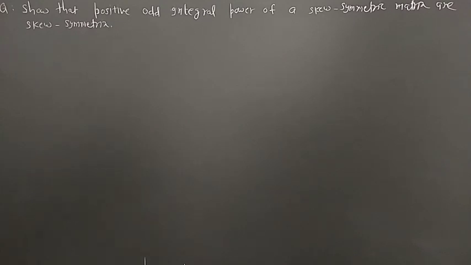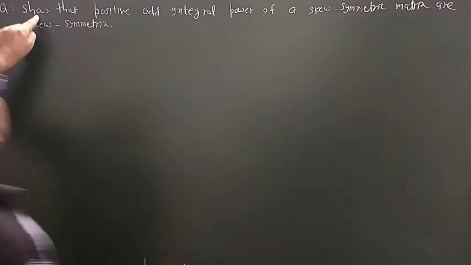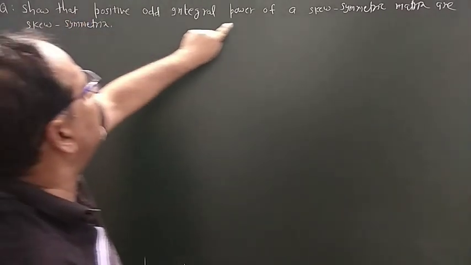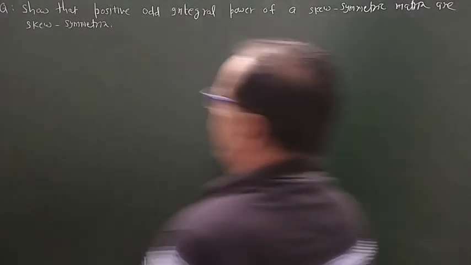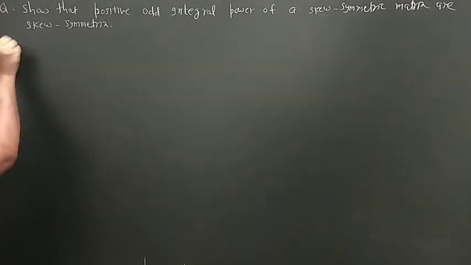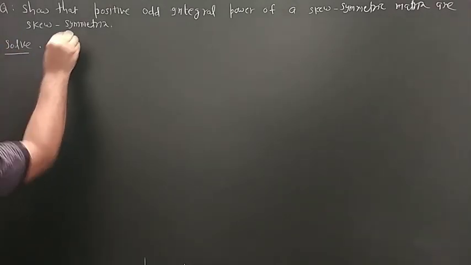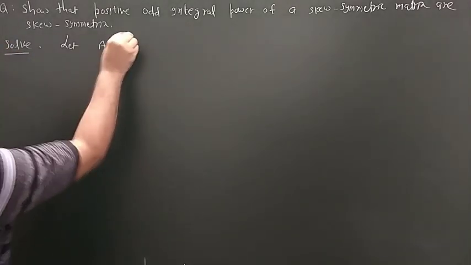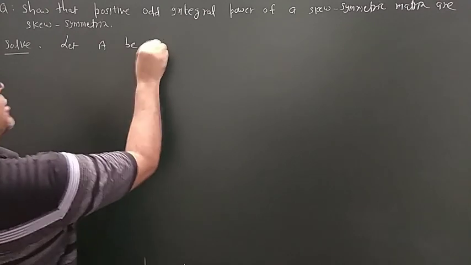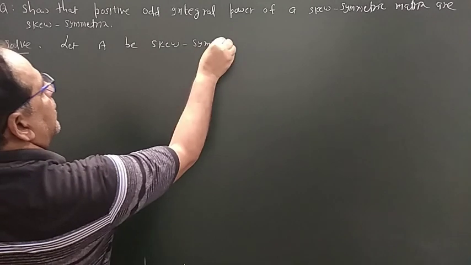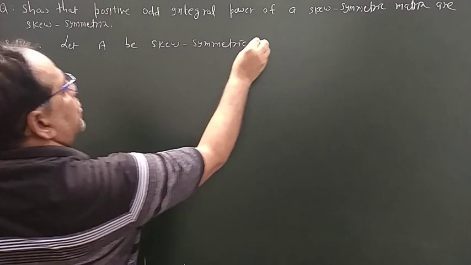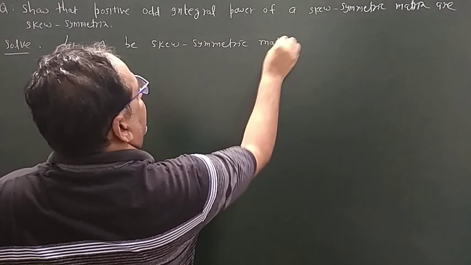Now I am taking one more important question based on transpose of a matrix. Show that positive odd integral power of a skew symmetric matrix are skew symmetric. So to start this question, let A be a skew symmetric matrix.